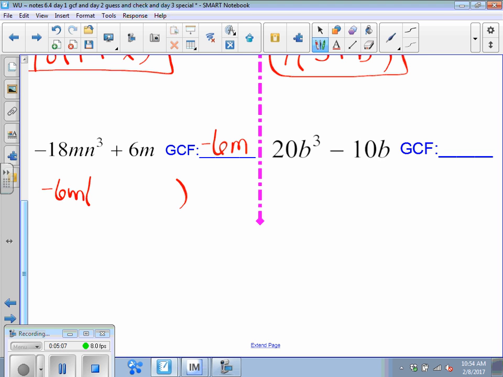Now you say negative 6m times what will give me negative 18? So it will give me negative 6 times what will give me negative 18? 3. And then I already have the m, so I'm just missing the n to the third. Right? And if I multiply this back again, it's going to give me that. Okay? And then negative 6 times what will give me positive 6? Negative 1, right? And then I already have the m, so I don't need it.